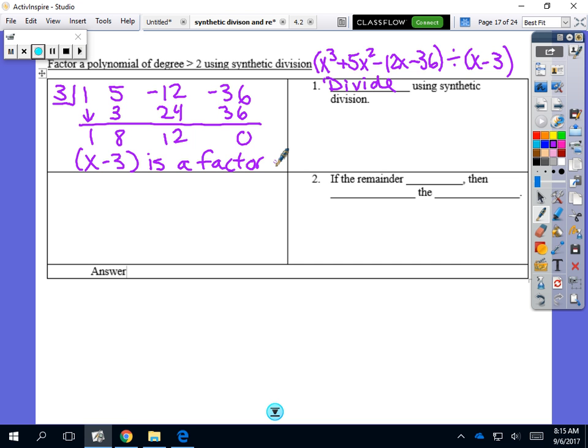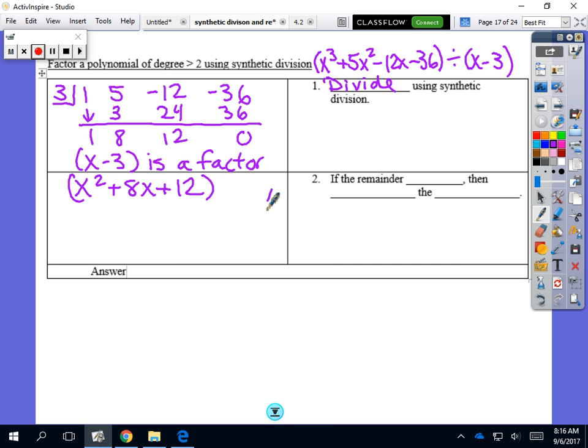Okay, so if I know x minus 3 is a factor, I know that since this is going to be x squared plus 8x plus 12, if I multiply x minus 3 times x squared plus 8x plus 12, it would equal my original polynomial if I multiplied that out. But what if I want to find out if there's any more factors of this polynomial? Well, could I factor this trinomial?